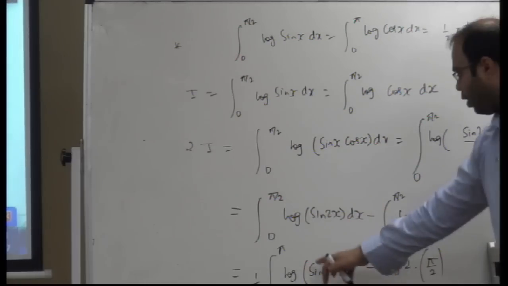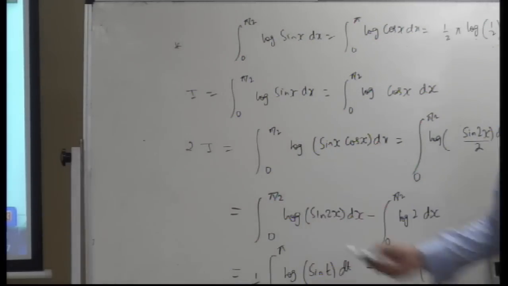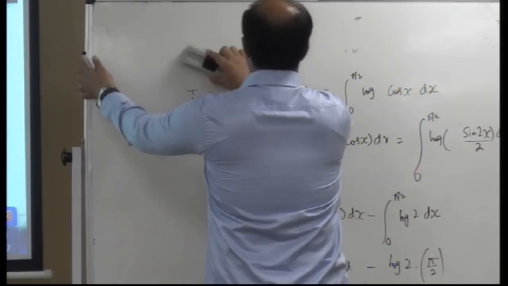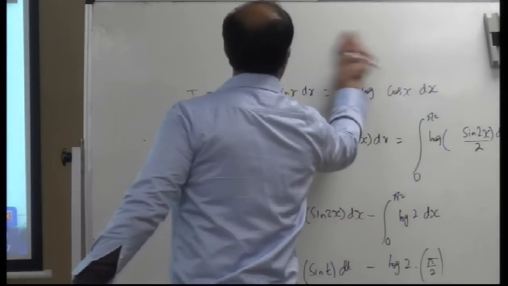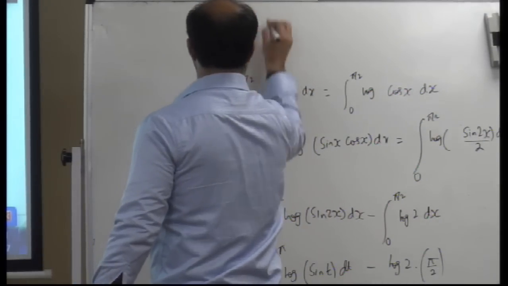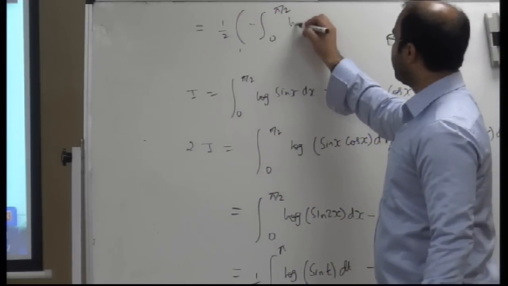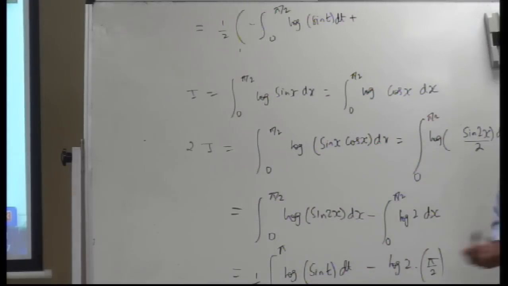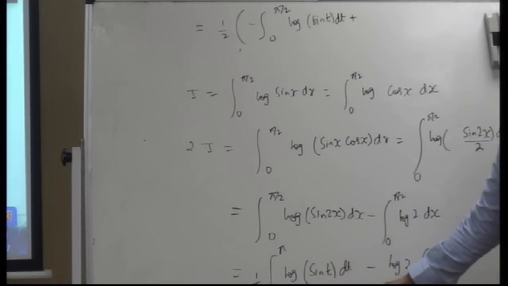And what would happen? Log of sin t dt from 0 to pi. This is sort of the same question again, but it is not 0 to pi by 2, it is 0 to pi. So what you can do is split it again from 0 to pi by 2 and pi by 2 to pi. So this would become half of the integral from 0 to pi by 2 of log of sin t dt, plus one more thing, you can directly apply the corollary. If you see pi minus t, what would be that? Sine of pi minus t would be sine t.